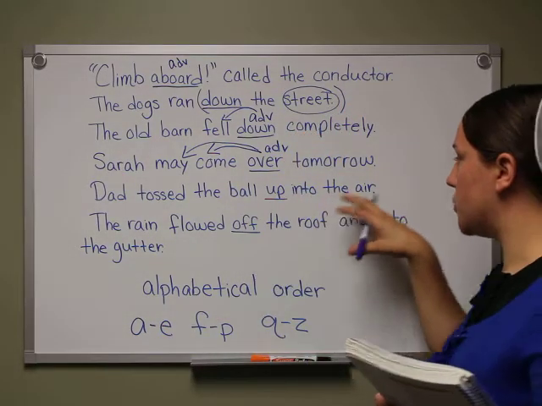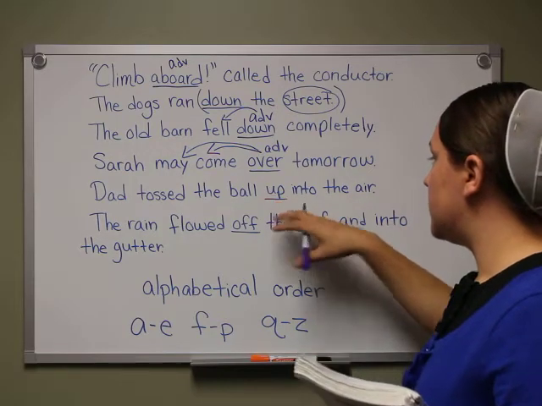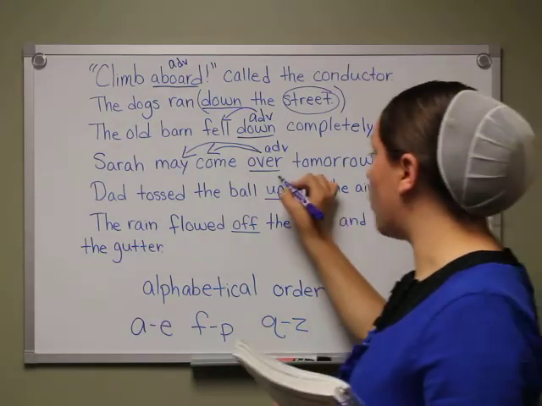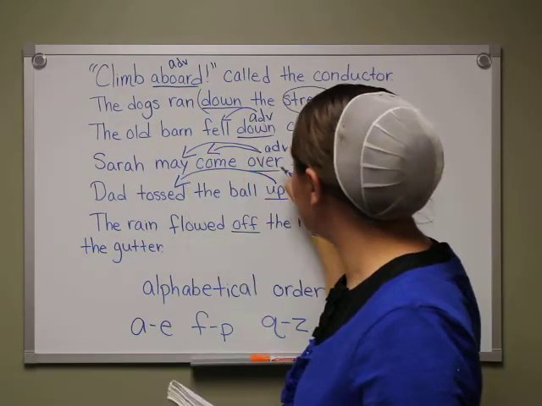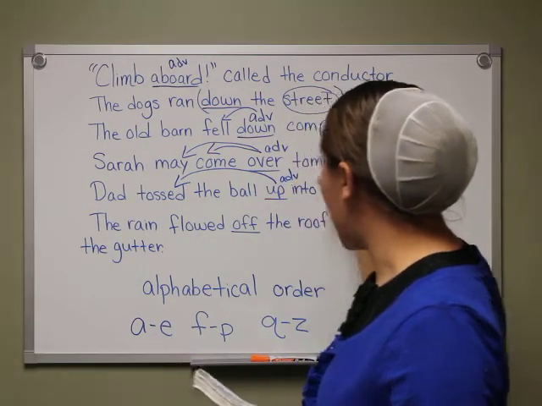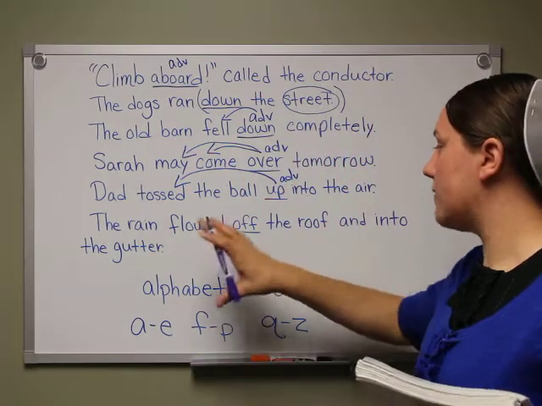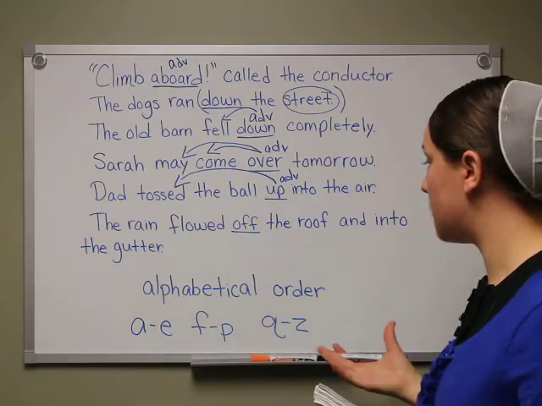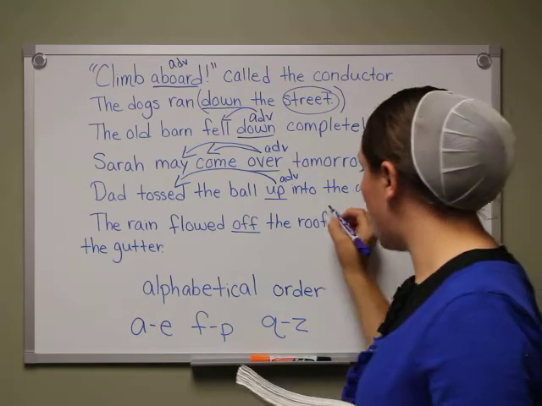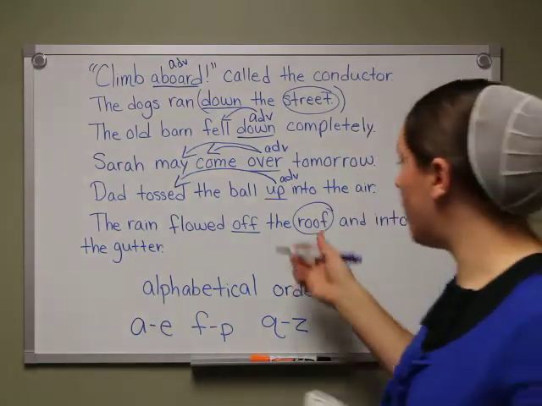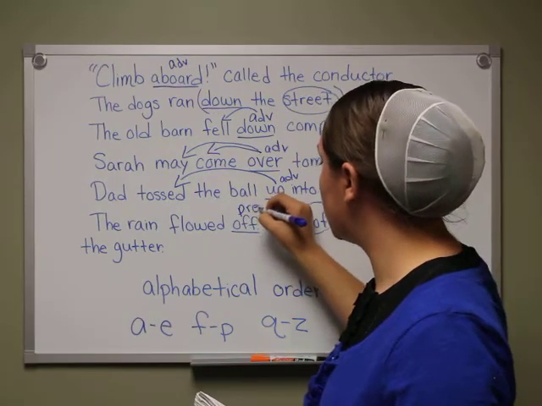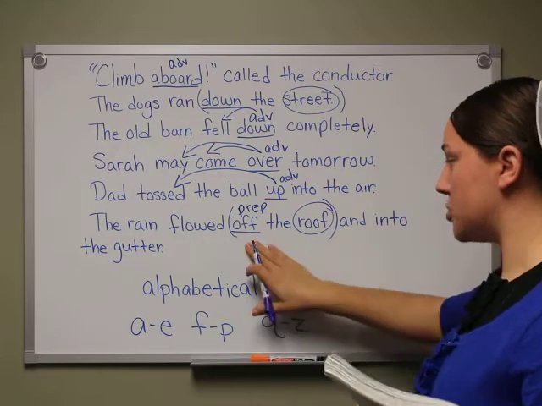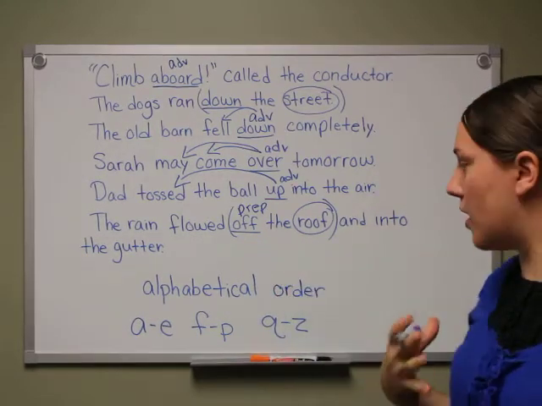Dad tossed the ball up into the air. Up. Does it have an object here? No, it does not. It's saying where he tossed the ball. So here, up is an adverb, okay? Last sentence. The rain flowed off the roof and into the gutter. Does off have an object here? Does it have an object of preposition? Yes, off the roof. So here, off is a preposition because it has an object. So here's our prepositional phrase, off the roof. Preposition, an adjective, and our OP, our object of preposition.